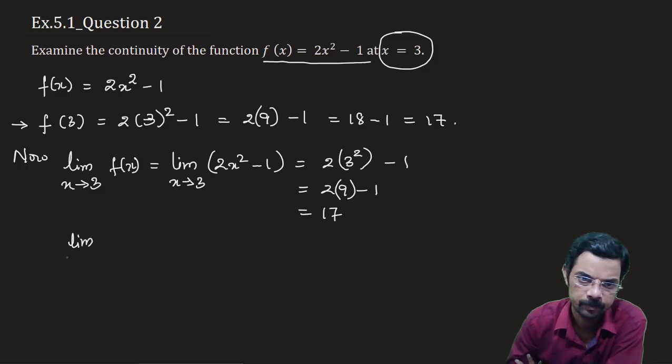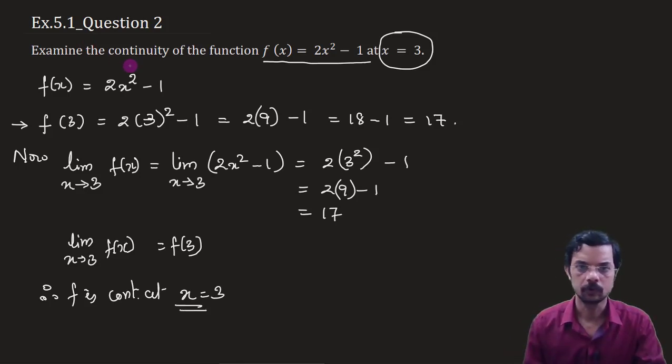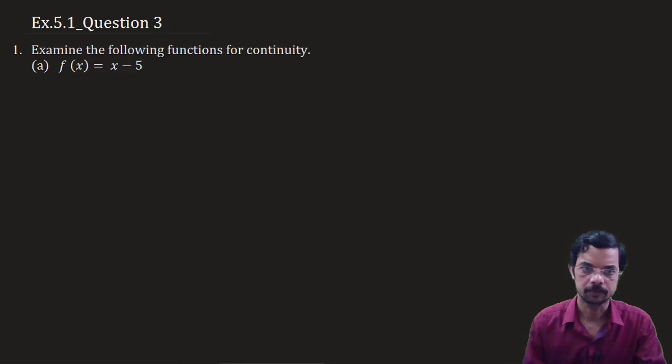Limit x tends to 3, f of x will be equal to f of 3. Therefore f is continuous at x equal to 3. Now we shall move on to question number 3.